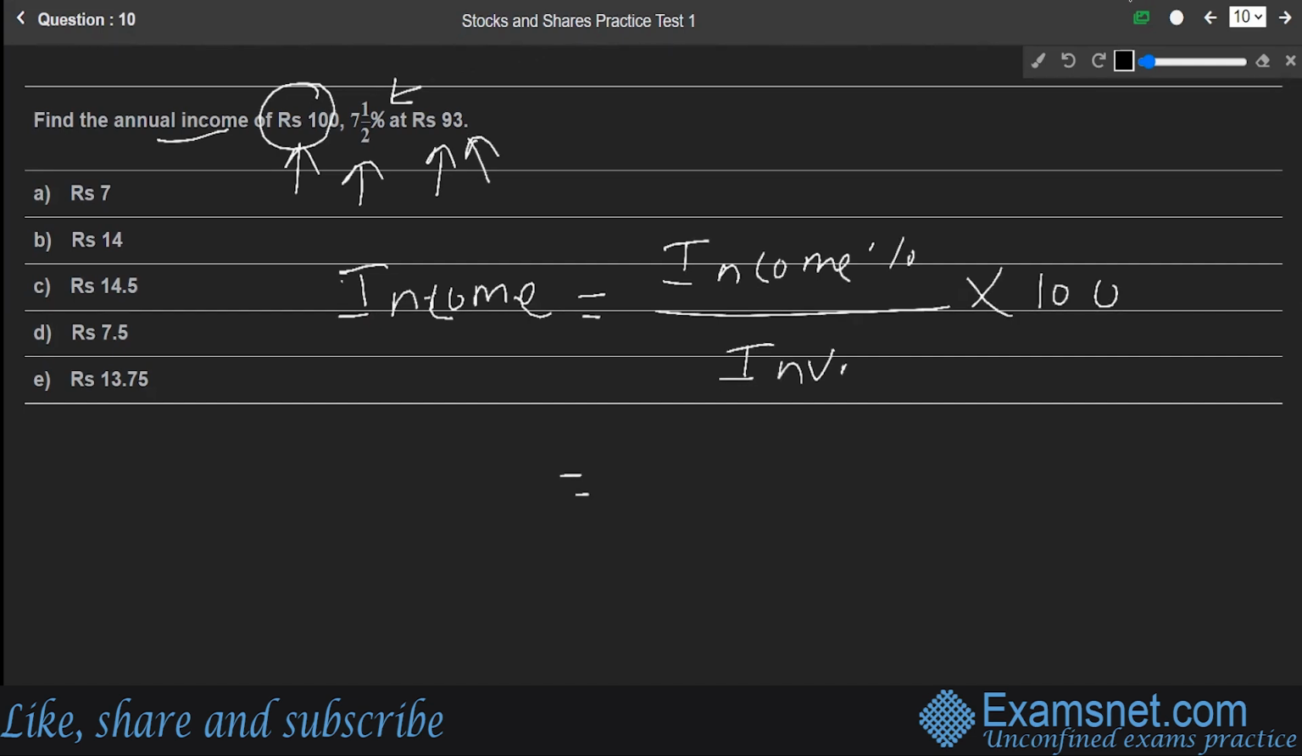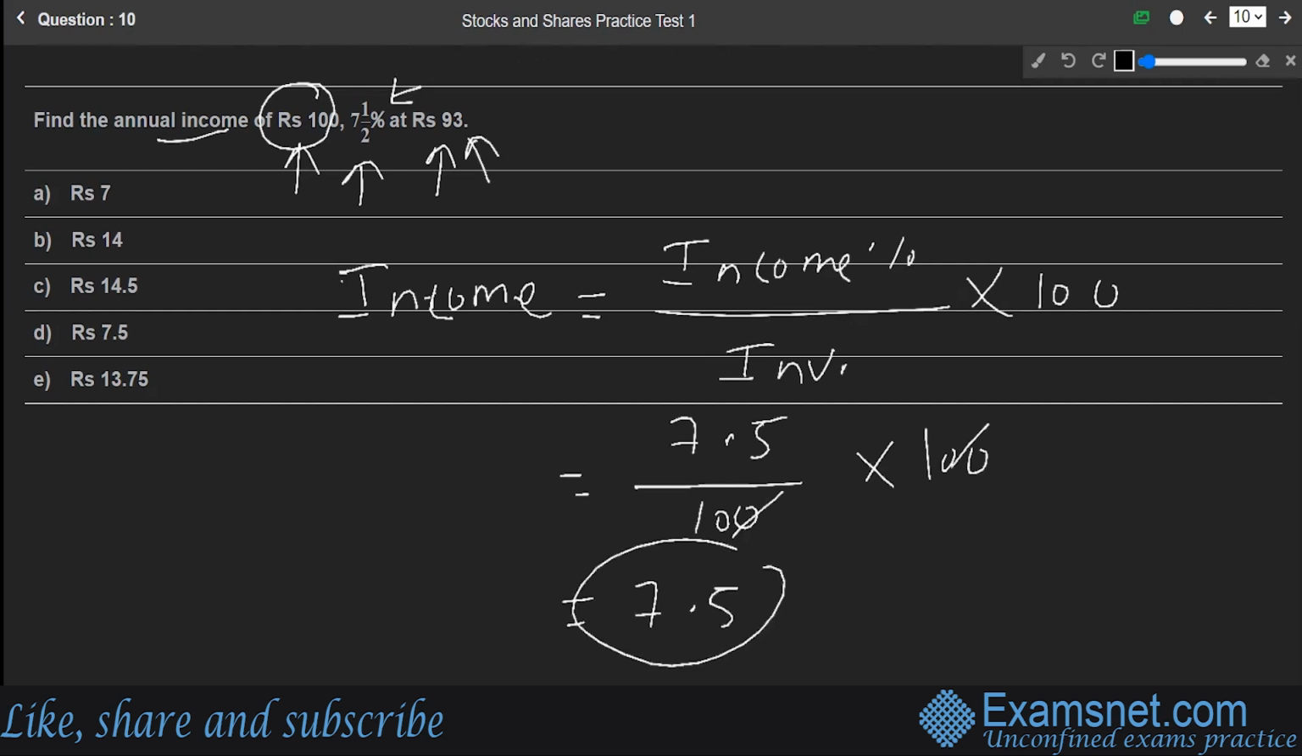So let us find out. Income percentage is 7.5% divided by investment, how much is it? 100 rupees investment into 100. So if you cut it down like that, you're going to get the final value as 7.5 rupees only. So that will be the annual income for rupees 100 at 7.5% rate. 7.5 rupees. Option D is the right answer.